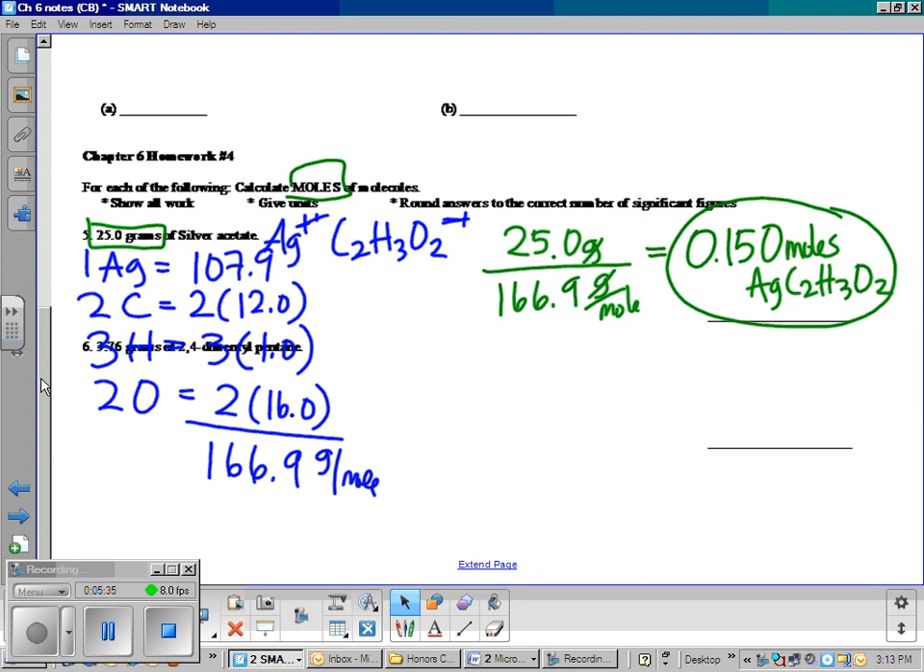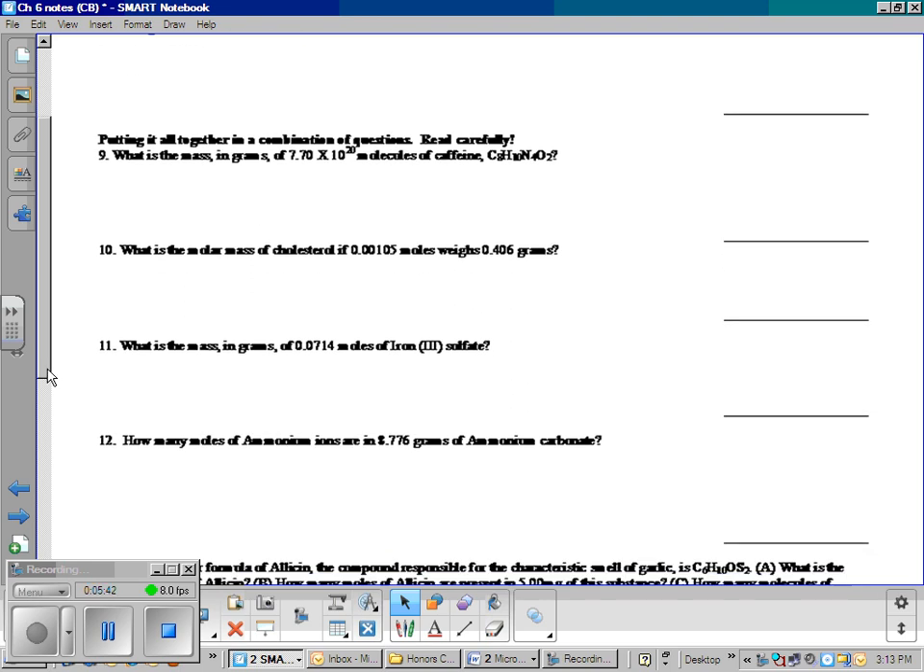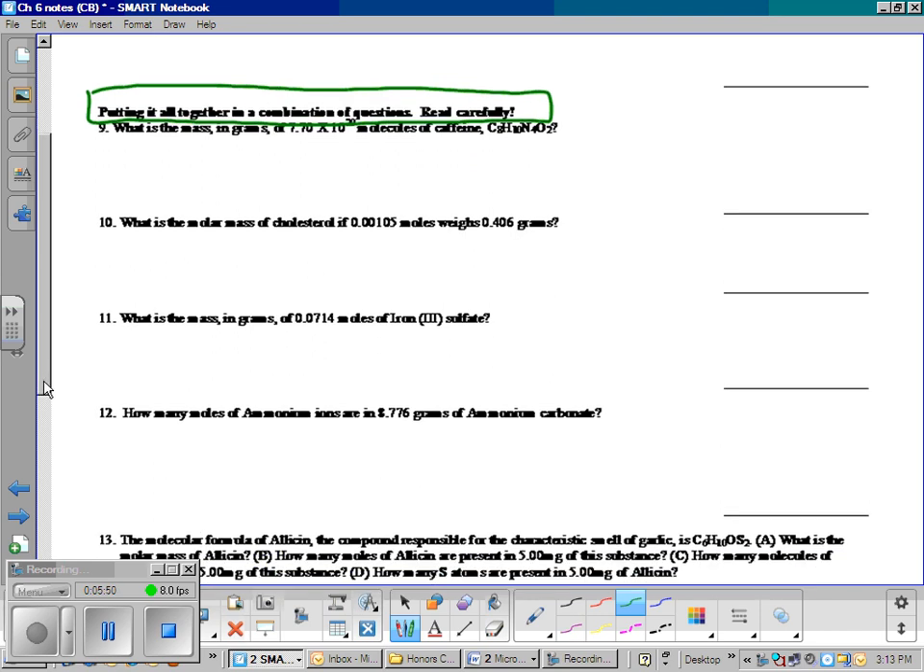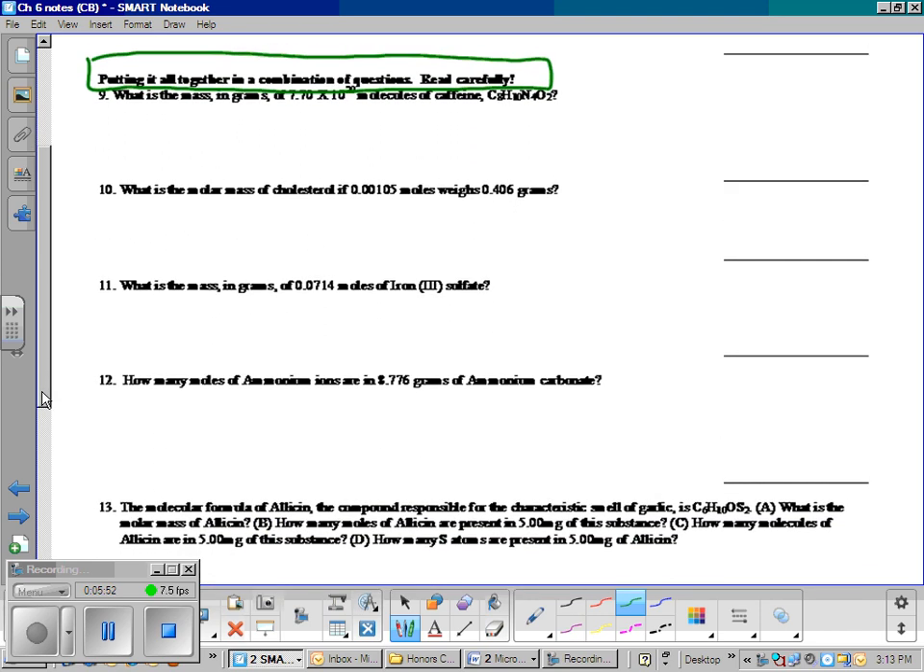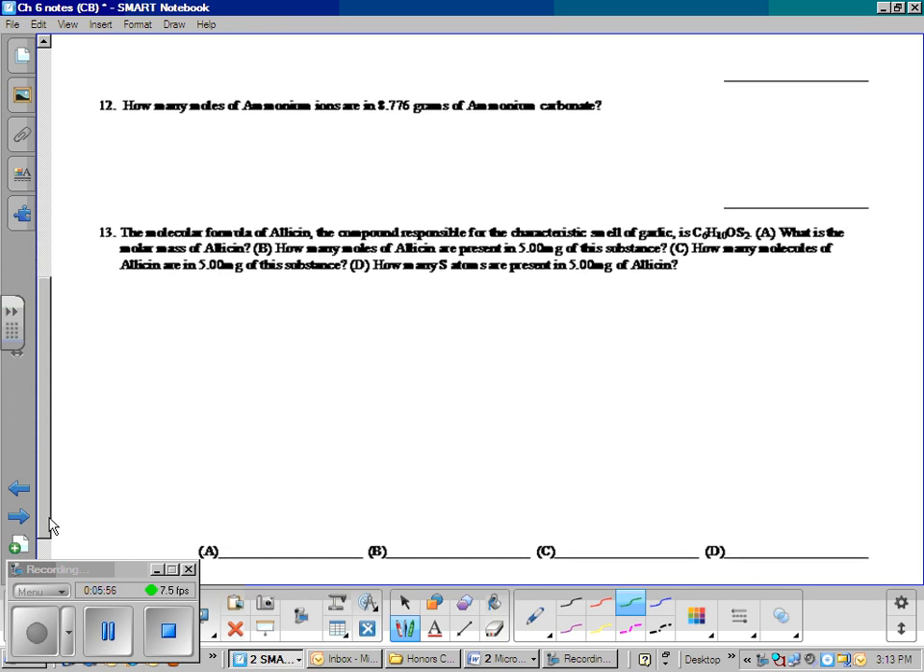And then if you turn your page over, you can see you have 4 more problems of this type. And then as you look at the center there, it says putting this all together, combination of equations. So make sure you're reading it. Some of them might require more than one step. Some will be one simple step. And then down here you have a couple part problem where you're going to calculate a couple of them. And then at the end you're going to say how many sulfur atoms are present in all of this.